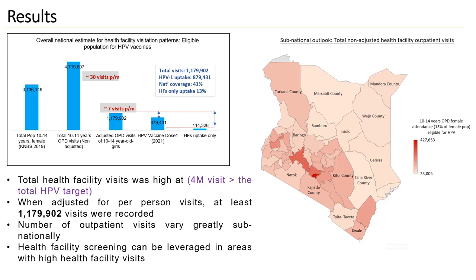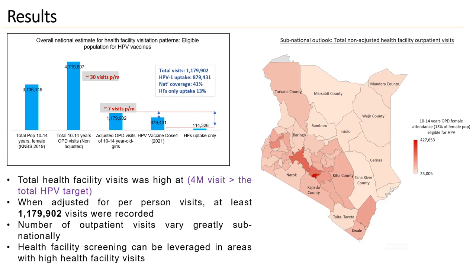And if we triangulate this and adjust per person per visit, we are having at least 1.1 million visits of girls aged 10 to 14. So these were approximate adjusted per person per visit. It means that in the entire period of 2021, from January to December, we experienced 1.1 million visitations of girls aged 10 to 14 years. And this approximated to at least 7 visits per month in all the 13,000 health facilities.